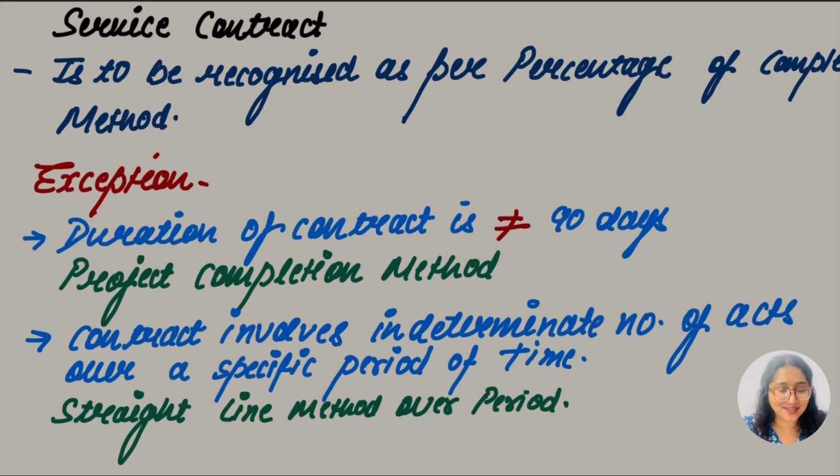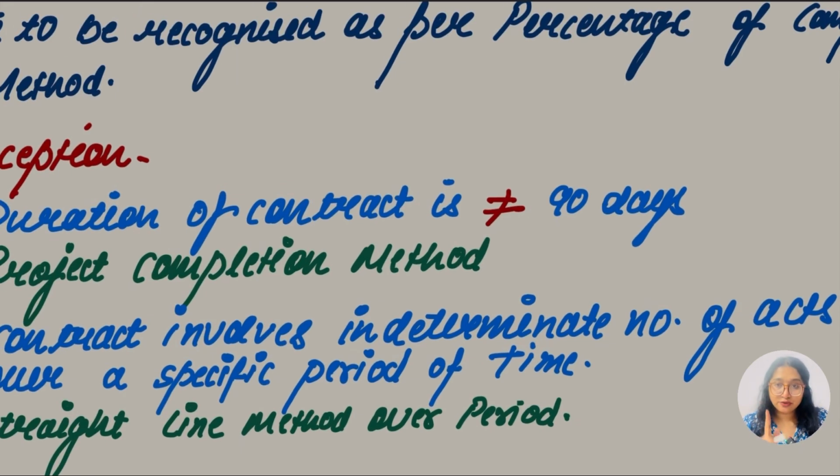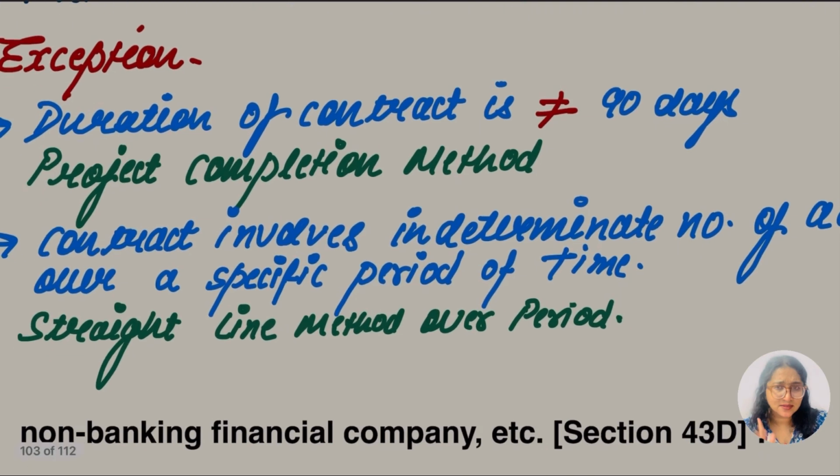So at the last the SSC is going to recognize it. Is this much understood? Yes. So this was the first case. Duration is less than 90 days. If more than that, straightforward, percentage of completion method is to be taken.